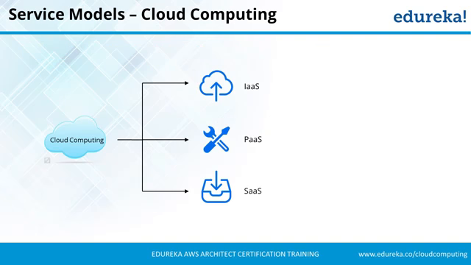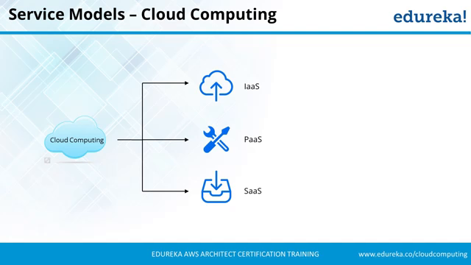So what are the different service models which are available within cloud computing? Primarily there are three different variants which are available in cloud computing. They are infrastructure as a service, platform as a service, and software as a service. These three models are the prevalent ones in the market.